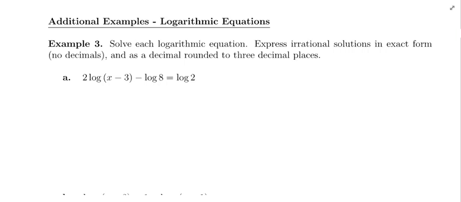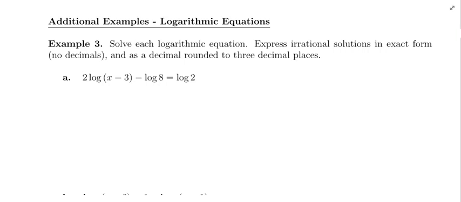In example 3, it says solve each logarithmic equation, express irrational solutions in exact form, meaning no decimals, and also as a decimal rounded to 3 decimal places. In part A, our equation is 2 times the log of x minus 3 minus the log of 8 is equal to the log of 2.